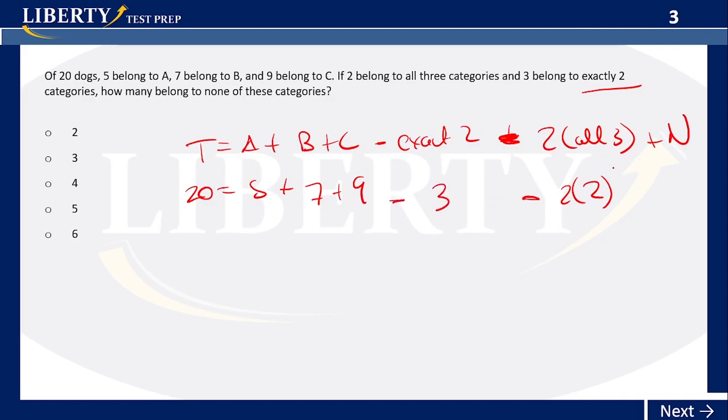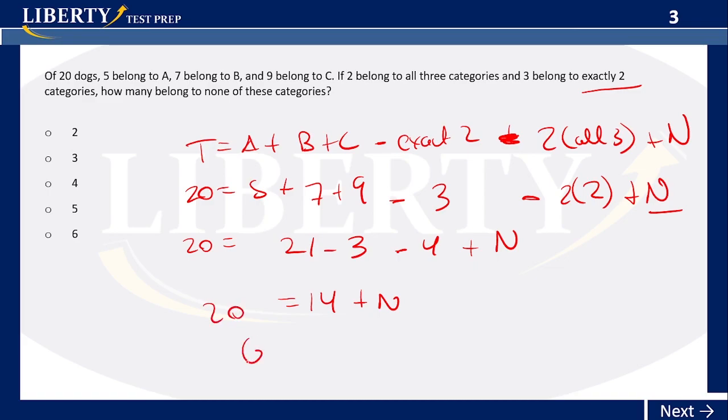How many belong to none? So they're asking us for none. Okay, so there we go. 20 is equal to 12 plus 9, actually 21 minus 3 minus 4 plus none. 23 minus 21 minus 7 is equal to, okay, so we have 14 plus none is equal to 20. Then we have 6 is equal to none. You see? So in this case, 6.